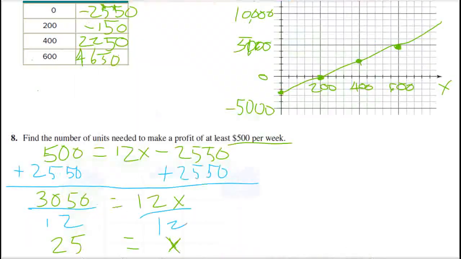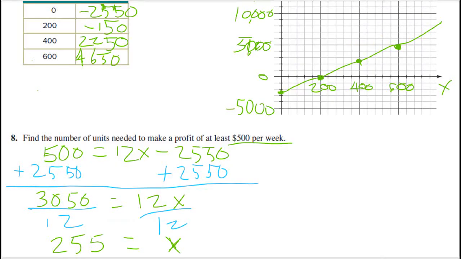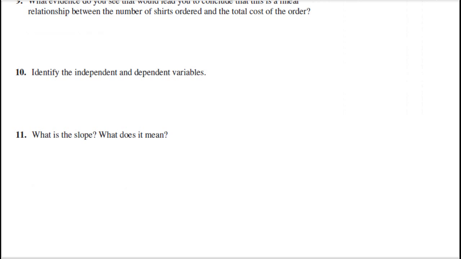Actually, I'm going to go to 255, because it does say at least $500 profit per week. When it says that, I do need to round up, even though I would typically round that down. To answer this question, I really need to make sure that I have more than $500. Go on to question 9 and restart the video once you've done question 9.